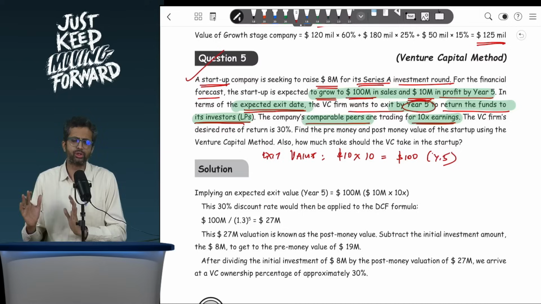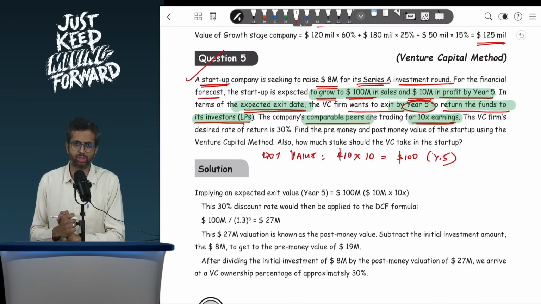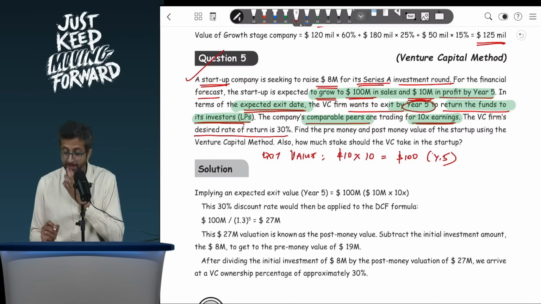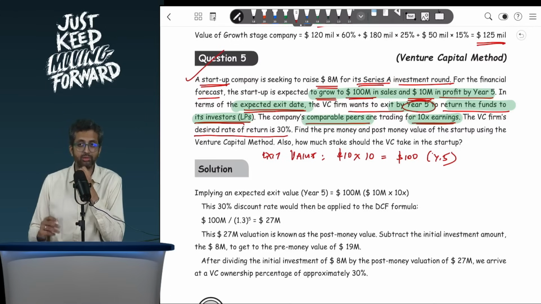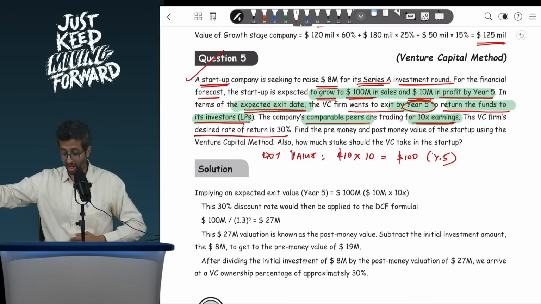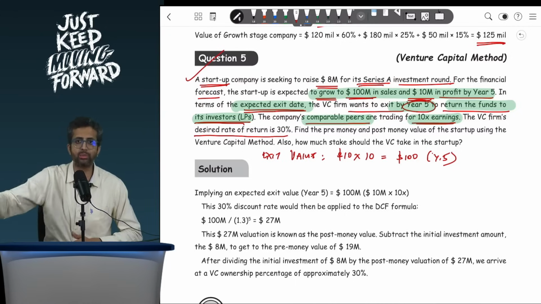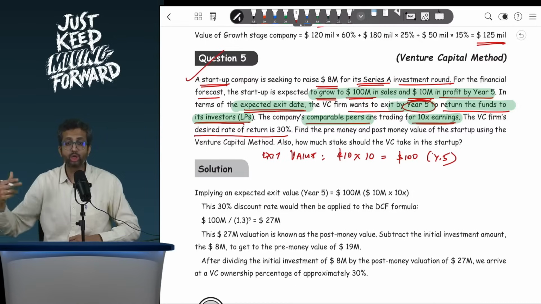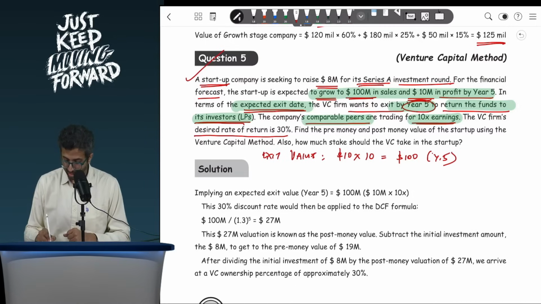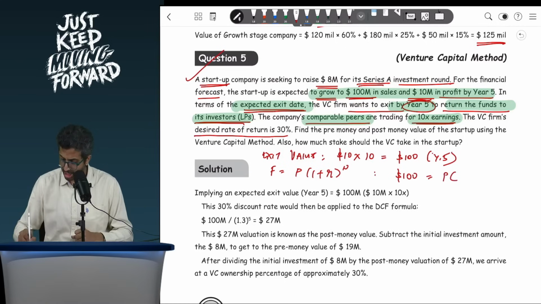So the fund should get $100 million in valuation of this company at year 5. The VC firm's desired rate of return is 30%. So if the firm has to get a value of 100 million after 5 years, its value is not 100 million today, it is after 5 years. If I want to earn an IRR, my future value is 100. So when I look at the compound interest formula, future value is equal to the present value into 1 plus r raised to n, where I know that the future value, I'm expecting $100 million, equals the principal amount, let us say P, I don't know the value today, into 1 plus r.